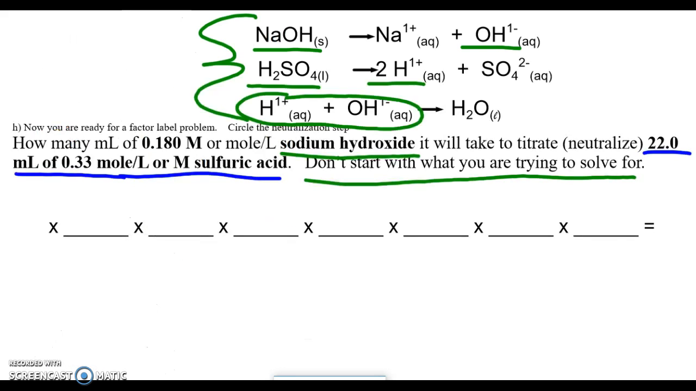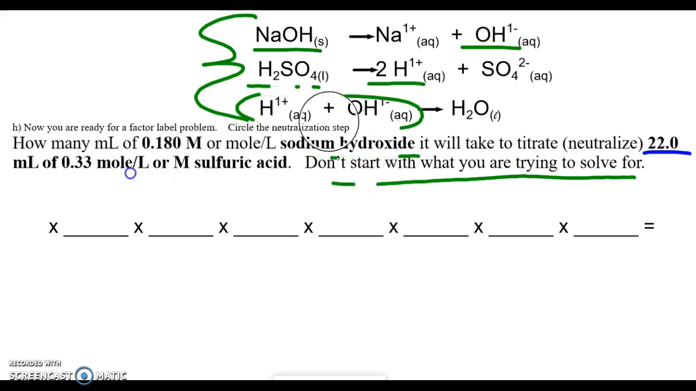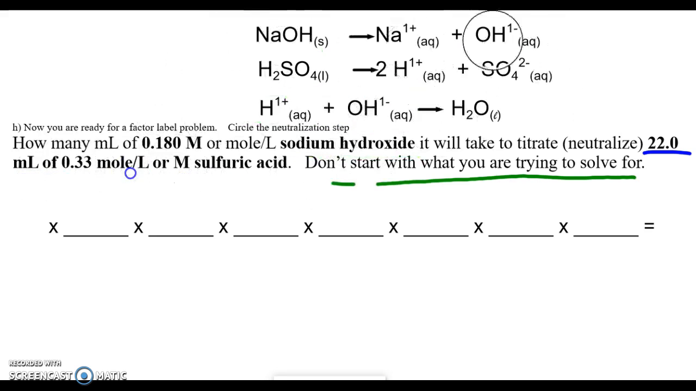So I'm going to erase everything that I have up here so we don't distract. And we will solve this problem. So again, we start with the information that they give us. We don't start with what we're trying to find out. We're trying to find out about sodium hydroxide, so we don't start with sodium hydroxide. We start with the sulfuric acid.